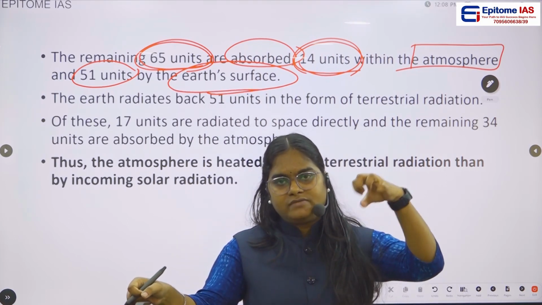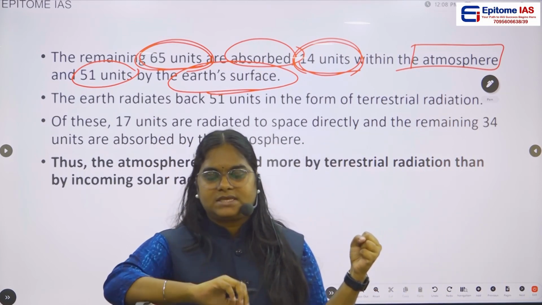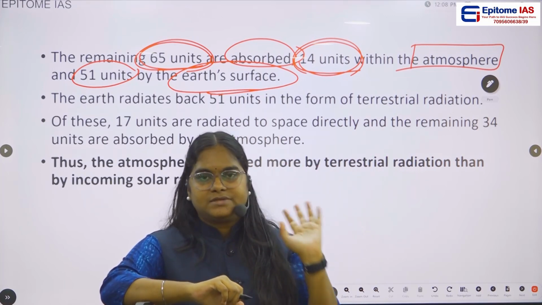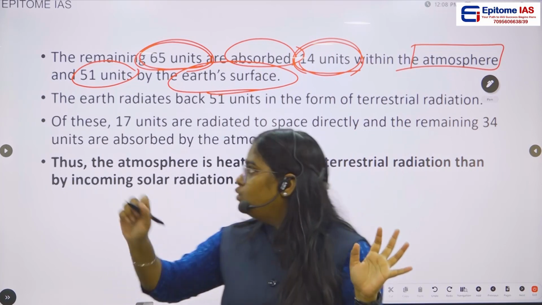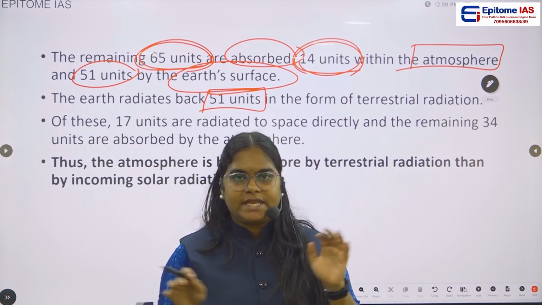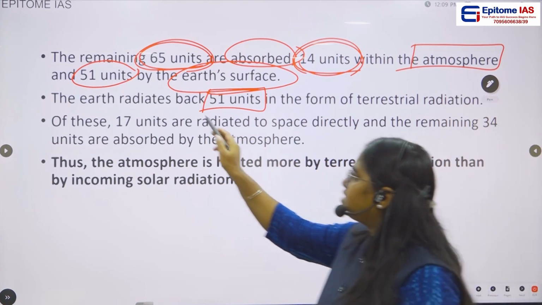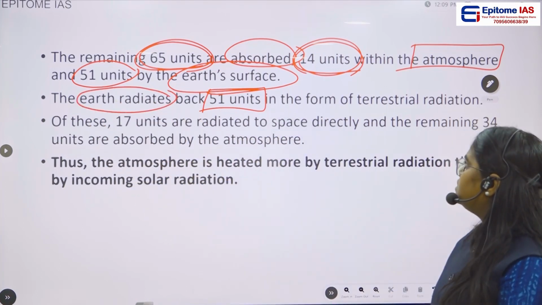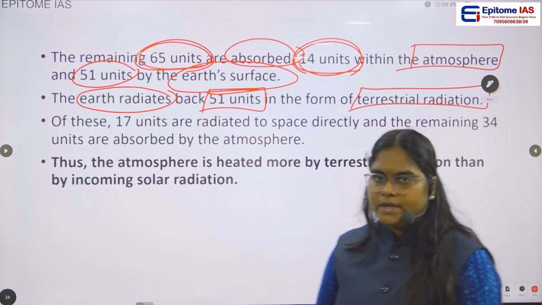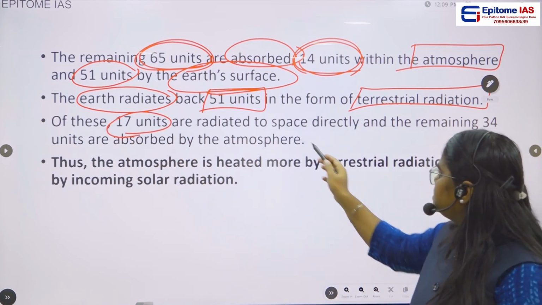After the absorption of the atmosphere, after the reflection done by the clouds and ice caps and everything, after the scattering effect done by the particles present in the atmosphere, only 51 percentage of the solar radiation actually reaches the Earth's surface. Okay, this 51 percentage is actually radiated back by the Earth's surface, and this is called terrestrial radiation. Okay, then out of these, 17 units are radiated to the space directly.